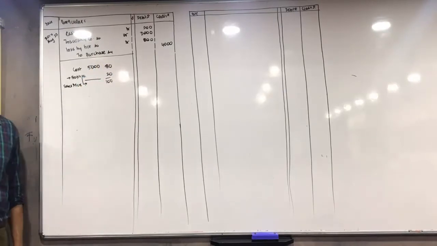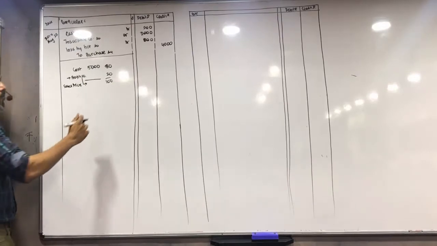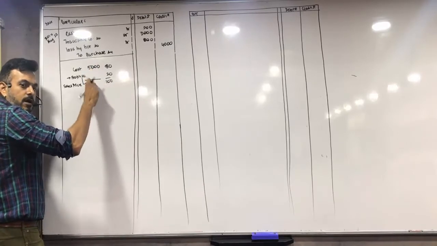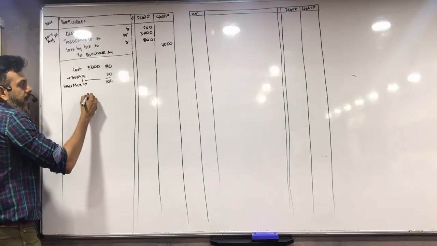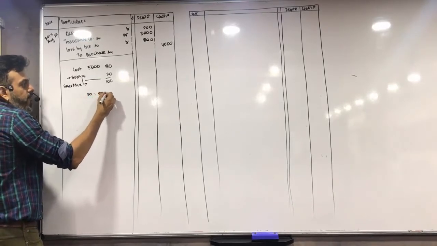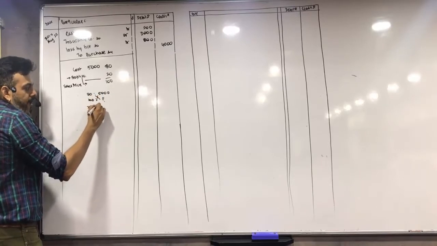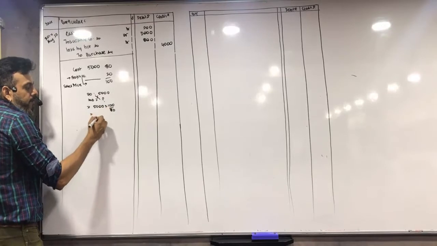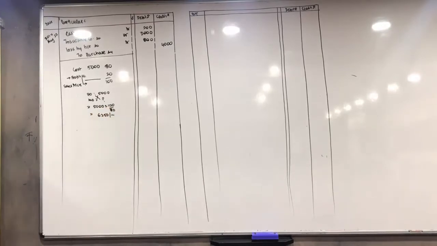अब ये समझ में आया? Now it becomes very simple for us. How? 80 is to 5,000. 100 is to how much? Understood this? So we cross multiply. 80 is to 5,000. 100 is to how much? Is equal to 5,000 into 100 upon 80 is equal to 625. Got it? Okay, लिख लो.